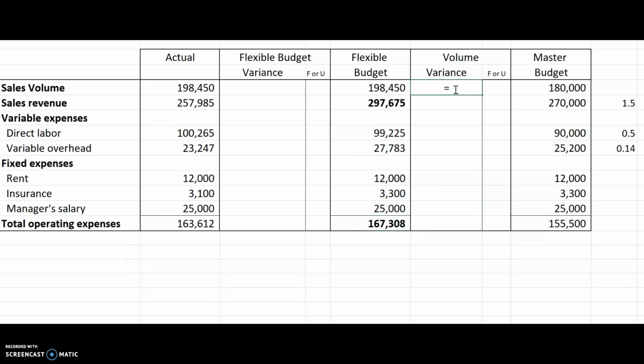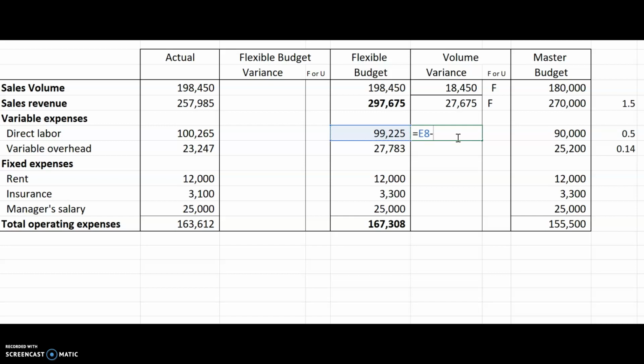So now we can compute our variances. Our sales volume variance is 18,450. Since the volume was higher, when we sell more, that's going to have a favorable impact. Our sales revenue, 297,675 minus 270,000 gives us a variance of 27,675. Again, this will be favorable because revenue is higher. That causes operating income to be higher.